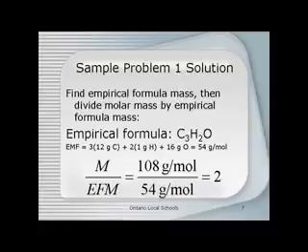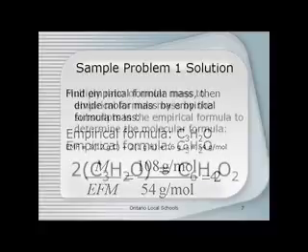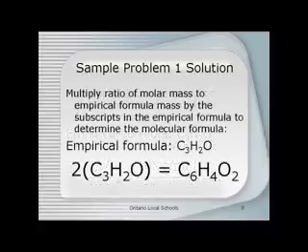So we get 54 grams per mole for our empirical formula mass. Our molar mass is 108 grams per mole, so we divide that by our empirical formula mass of 54 grams per mole, and we get a lovely mass ratio of 2. Once we've found the ratio of our molar mass to our empirical formula mass, we can multiply that ratio by the subscripts in the empirical formula to determine the molecular formula.